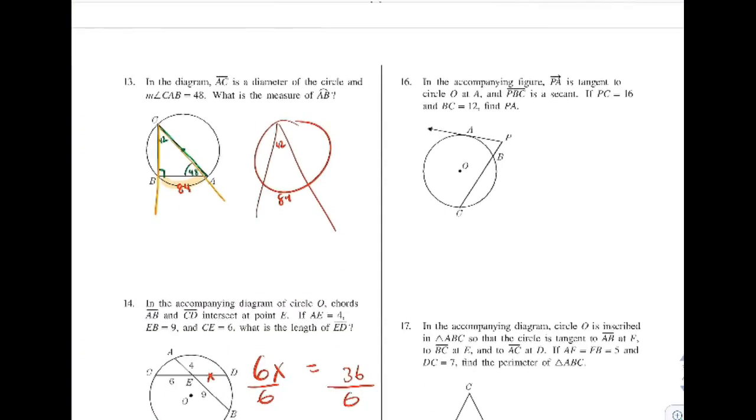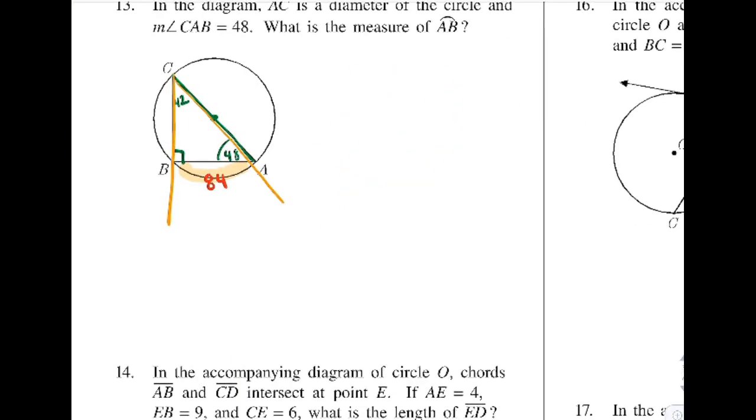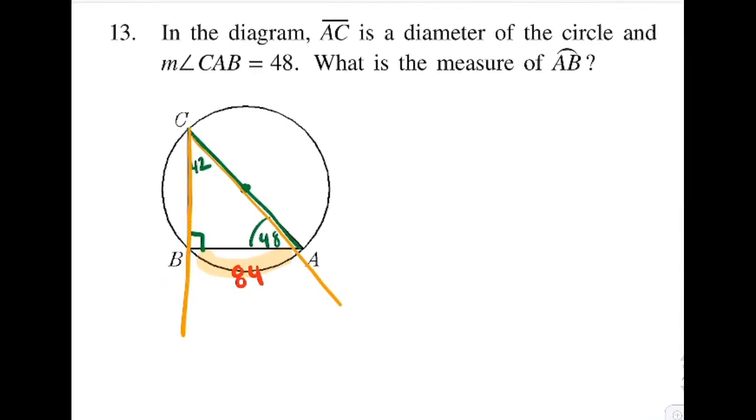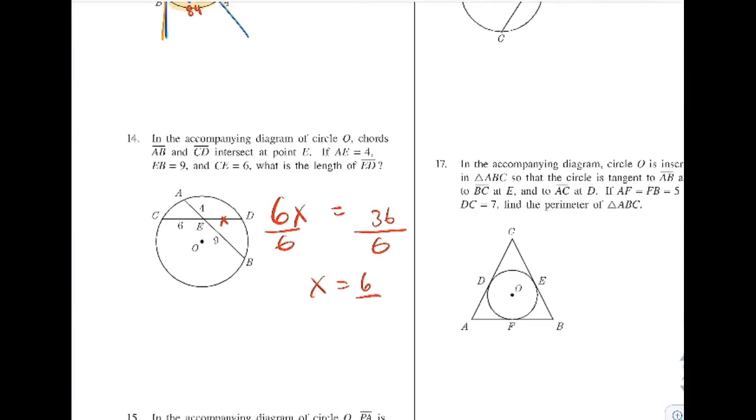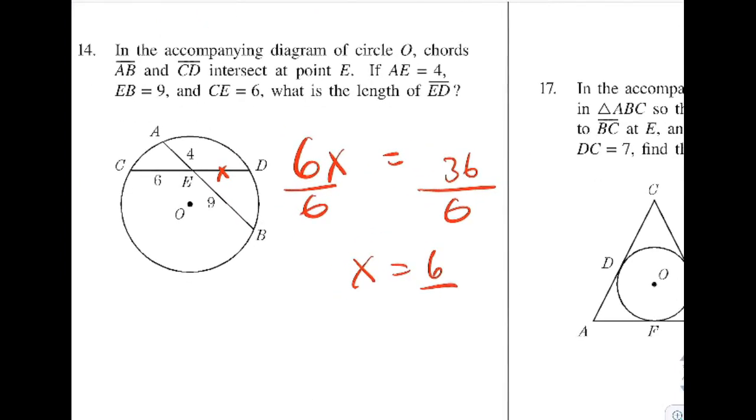And your next one was here on 13. It told you that angle CAB was 48 right here. Because it's a diameter in an inscribed triangle, we know that that's 90, which leaves 42 for here. If that's 42, then the arc that it opens up, AB, has to be 84. Remember, I'm going fast, but you can always pause the video and watch it as much as you want.